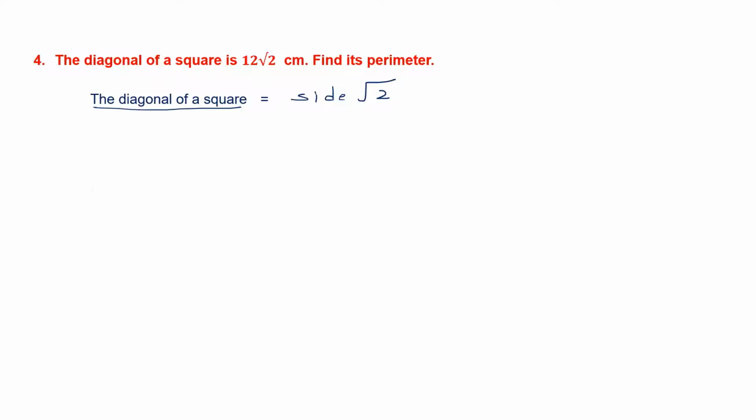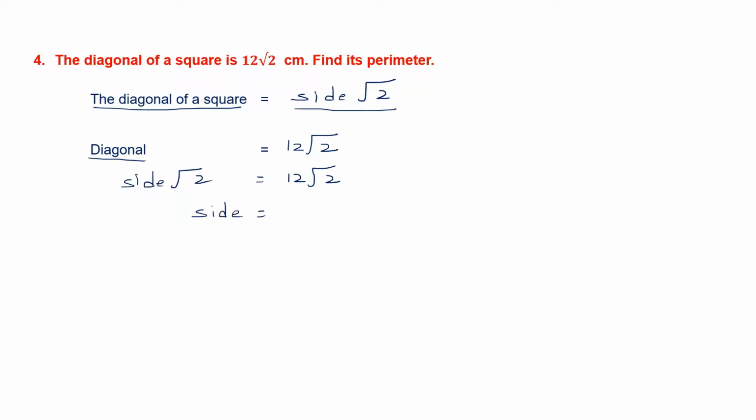Now the diagonal is already given to us. The diagonal given to us in the question is 12 root 2. So let's substitute with the formula. Now diagonal is side root 2, isn't it? So side root 2 is equal to 12 root 2, which is given to us. Now we need to find the value of side.